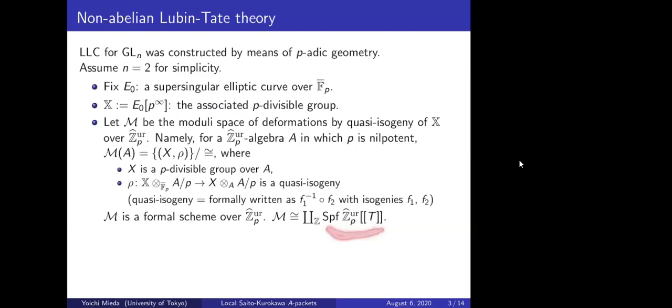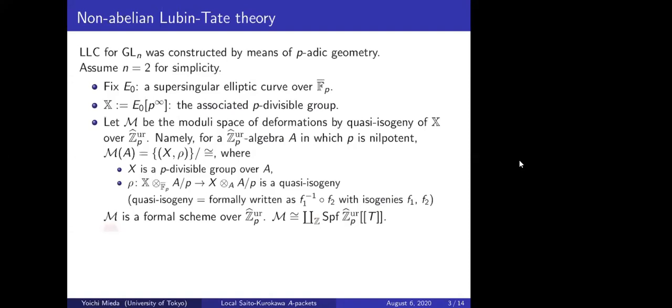So this part comes from the quasi-isogeny with fixed degree. And actually, if we assume that the degree of rho is equal to zero, and this A over P is equal to F_p bar, then in this particular case, this rho becomes automatically an isomorphism. So each of these pieces is equal to the universal deformation space of this X in the usual sense. And we can just construct this moduli space by taking this union along the integers.